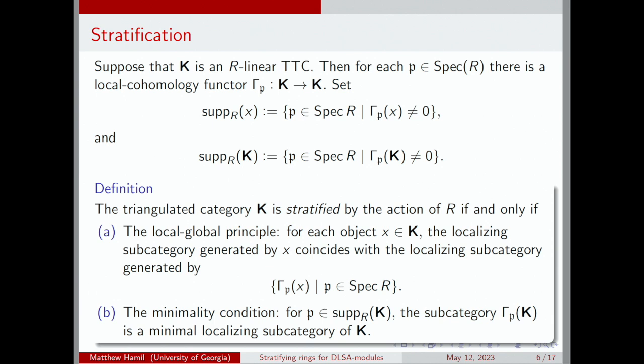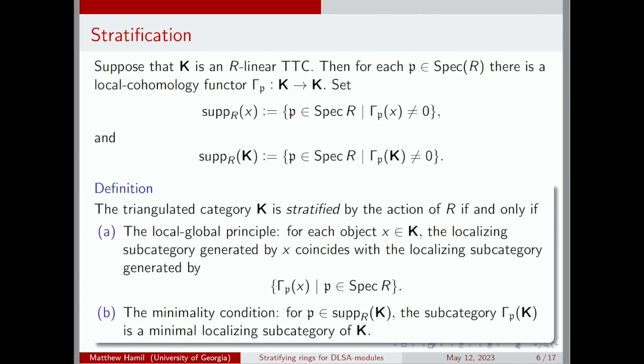So I want to say that the R-support of an object X is going to be those prime ideals in the spectrum that aren't killed by the local cohomology functor. And then the R-support of K, the category, is going to be those P's such that the whole category is not killed. And we say that a triangulated category K is stratified by the R action if the support satisfies two conditions.